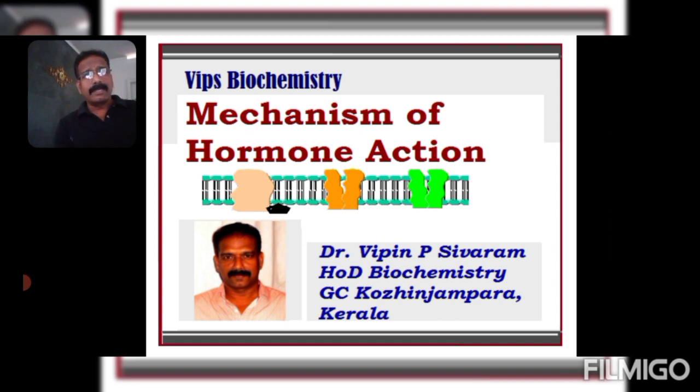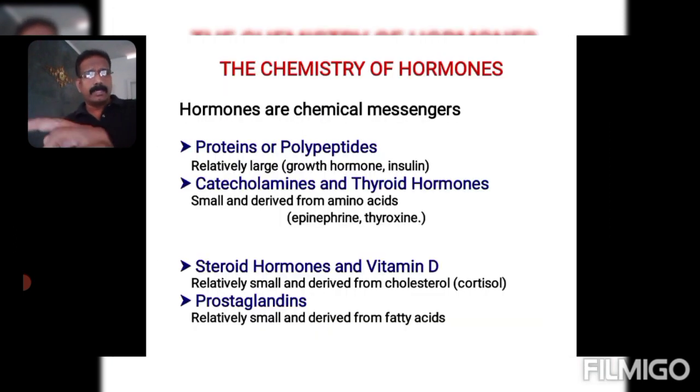Now hormones are chemical messengers and they can be classified in different ways, like based on chemical nature, based on mechanism of action or site of production. Based on chemical nature, they can be protein or polypeptide hormones, which are relatively large. For example, growth hormone, insulin, glucagon belong to this category.